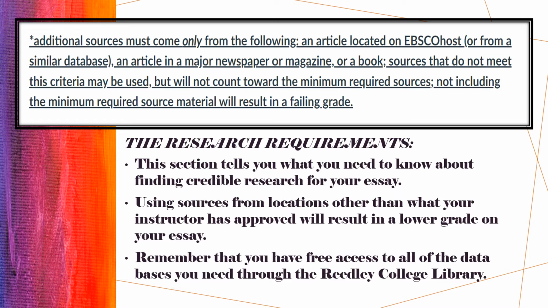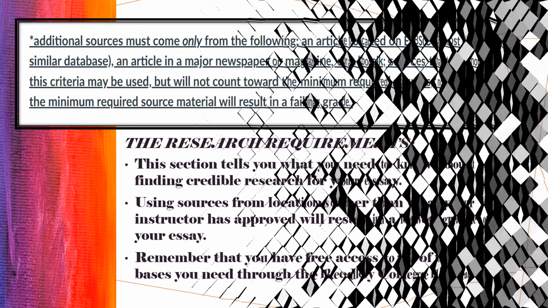Your additional sources must come from the following: articles located on EBSCOhost or from any of the similar databases found through the library website, or you may use major newspaper articles, magazines, or books. Sources that do not meet this criteria may be used but will not be counted towards the minimum required sources. Not including the minimum required number of sources will result in a failing grade.